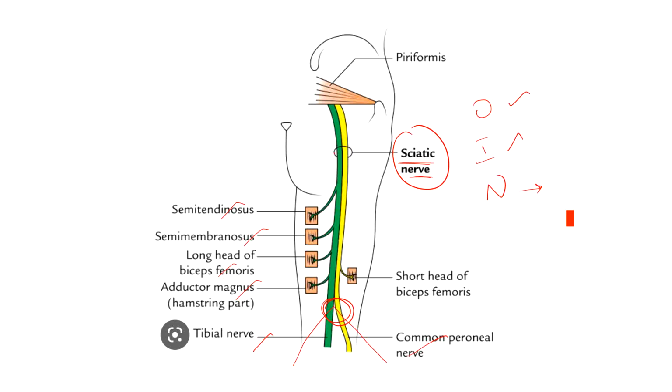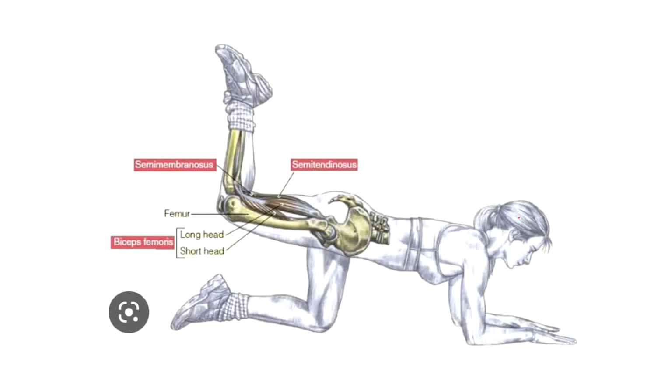This nerve has two components, tibial component and common peroneal component. The four hamstrings are supplied by tibial component of sciatic nerve. The short head of biceps, which is not a hamstring muscle, is supplied by common peroneal component of sciatic nerve. So all the hamstring muscles are supplied by tibial component of sciatic nerve. Now the last criteria is action of hamstring muscle. All the muscles cause flexion of knee joint and extension of hip joint.